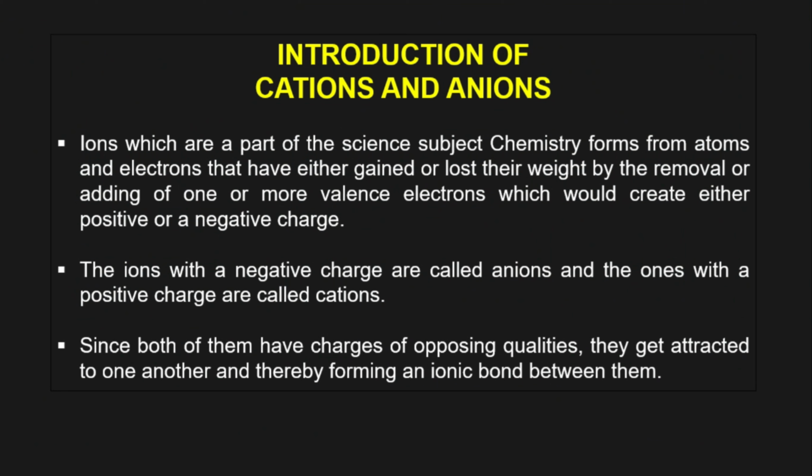Ions, which are a part of the science subject chemistry, form from atoms that have either gained or lost electrons, by the removal or adding of one or more valence electrons, which creates either a positive or a negative charge. The ions with a negative charge are called anions, and the ones with a positive charge are called cations. Since both have charges of opposing qualities, they get attracted to one another, thereby forming an ionic bond between them.